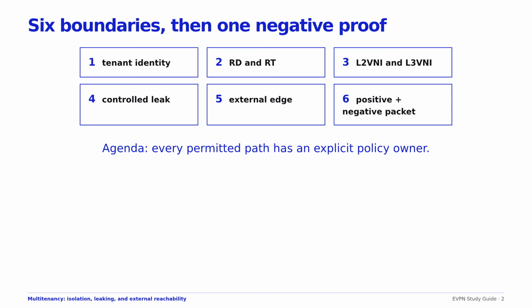Fifth, we shall place external reachability at an explicit border. Finally, we shall prove one allowed flow and several forbidden flows, including overlapping addresses. The objective is a boundary contract, not a table of identifiers.